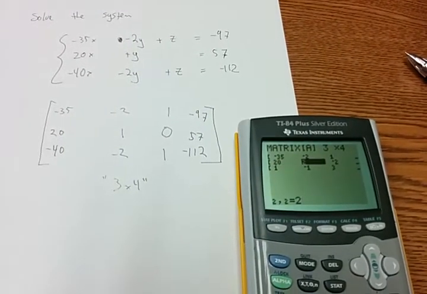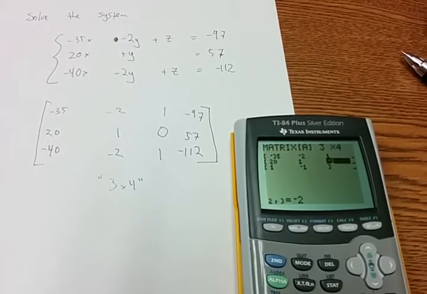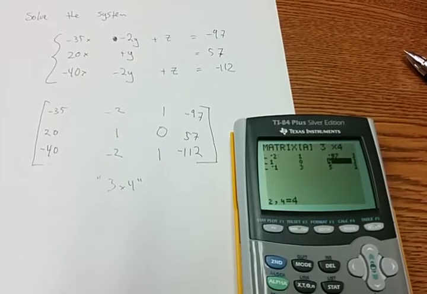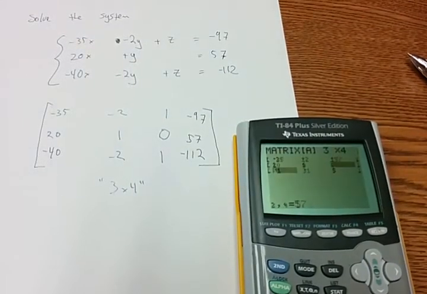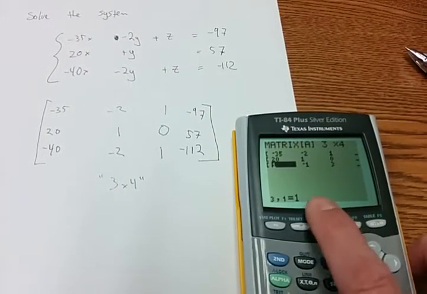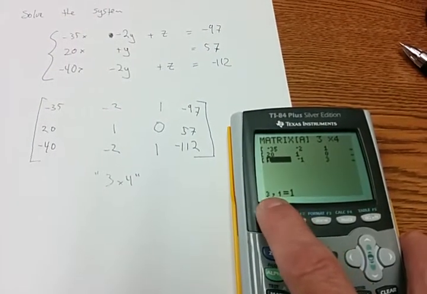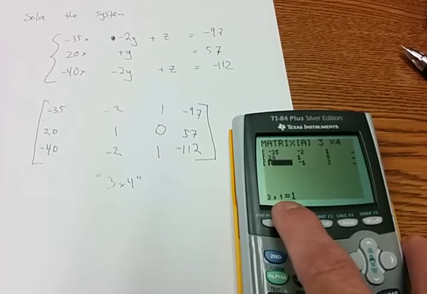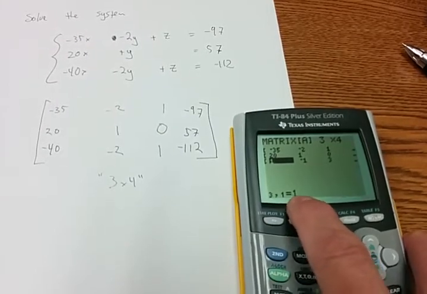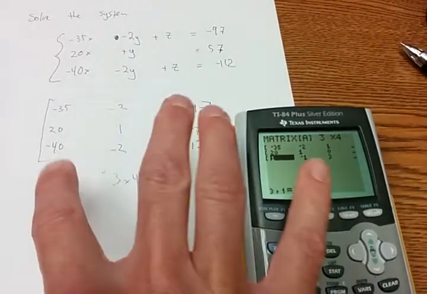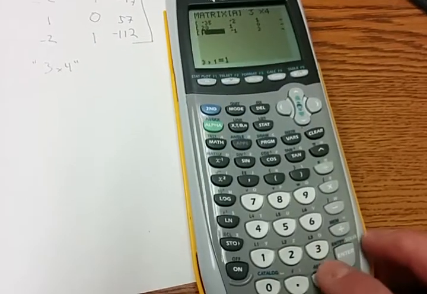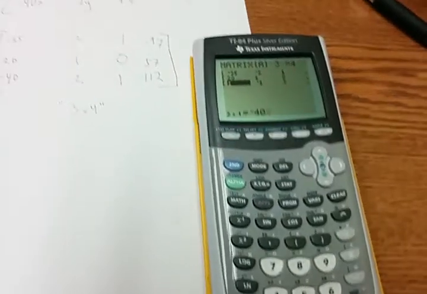20, now we're in row 2, right? 1, 0, 57. Okay, and if at any point here you get kind of lost if it's scrolling across the screen, this tells me where I'm at. Right now it says I'm in the 3rd row, 1st column, and whatever number I type I can set in for that entry. So I want that to be a negative 40, so I'll go negative 40 there.